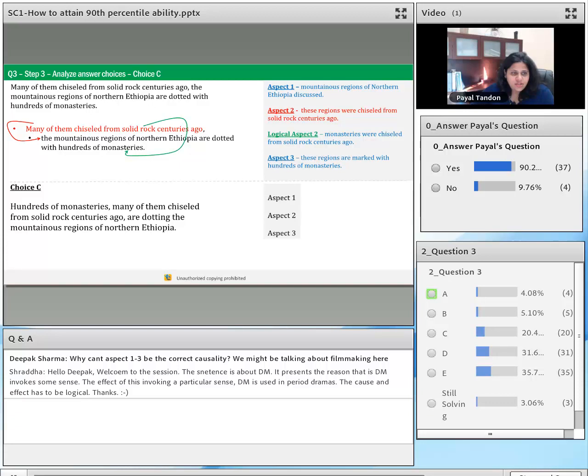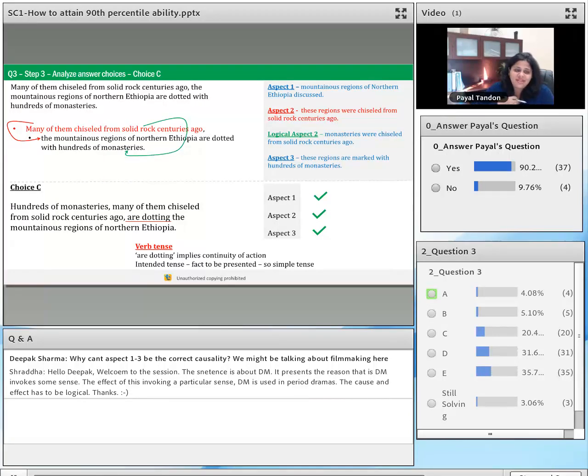Now let's take a look at choice C. Hundreds of monasteries, many of them chiseled from solid rock centuries ago. Aspect two is absolutely fine here. Are dotting the mountainous regions of northern Ethiopia. Now, are dotting, that is not correct. There's a verb tense error here.